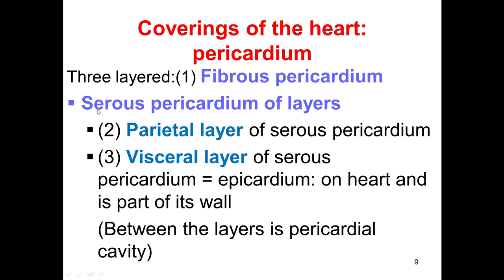This serous pericardium is further subdivided into two more layers, the parietal layer and the visceral layer. Parietal layer of serous pericardium and visceral layer of serous pericardium. The visceral layer is also known as the epicardium. It is present where? On the heart, and it also forms a part of its wall. And between the two layers is the pericardial cavity.